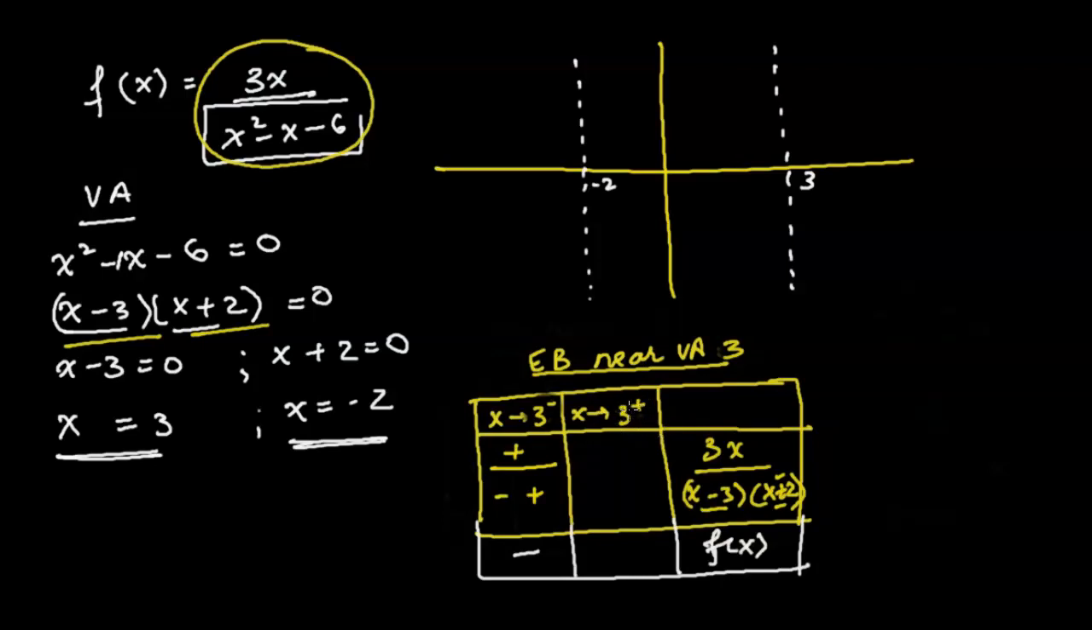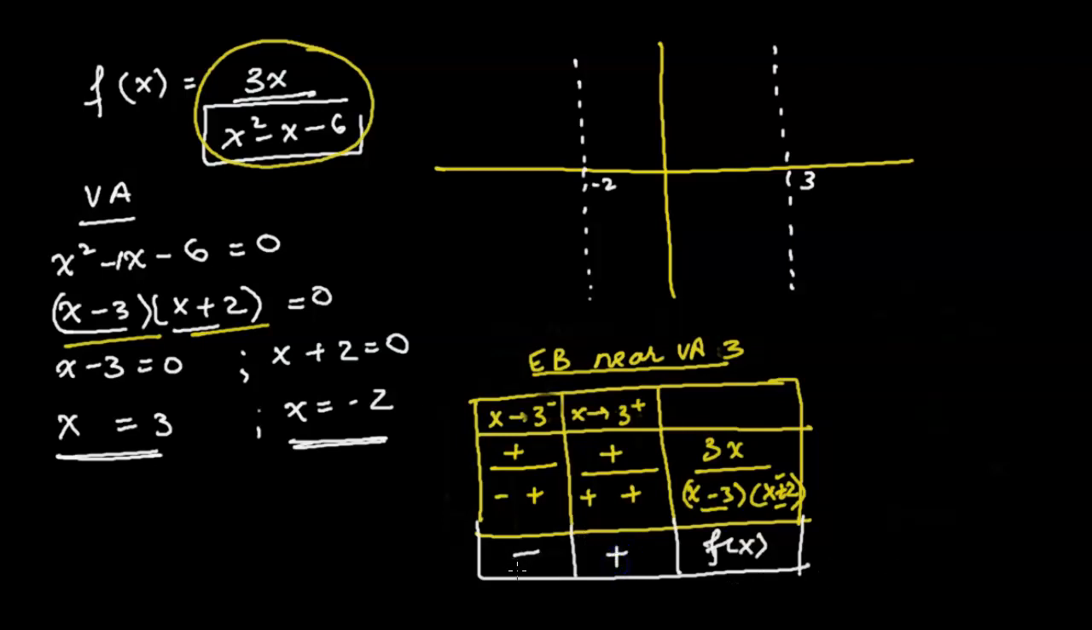Going back to the end behavior near 3, from the positive side, let's say we select the number 3.5. The numerator will be positive. The denominator's first factor would be positive, and the second factor would be positive as well. Since it's all positive, the final function result will also be positive.